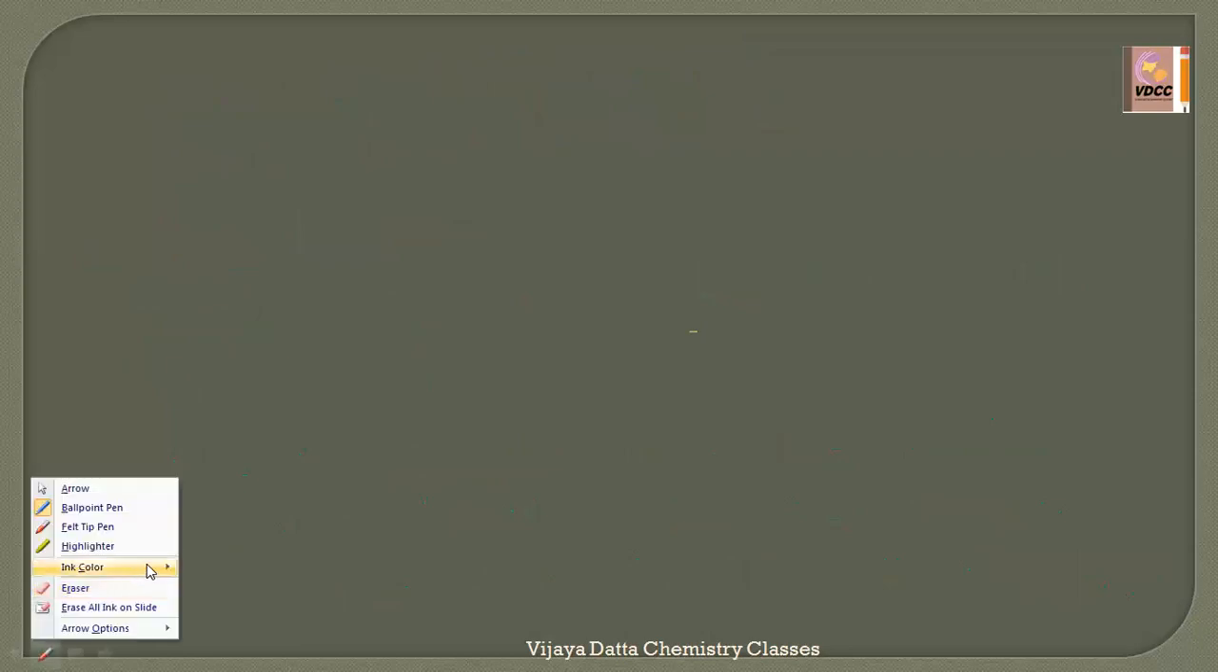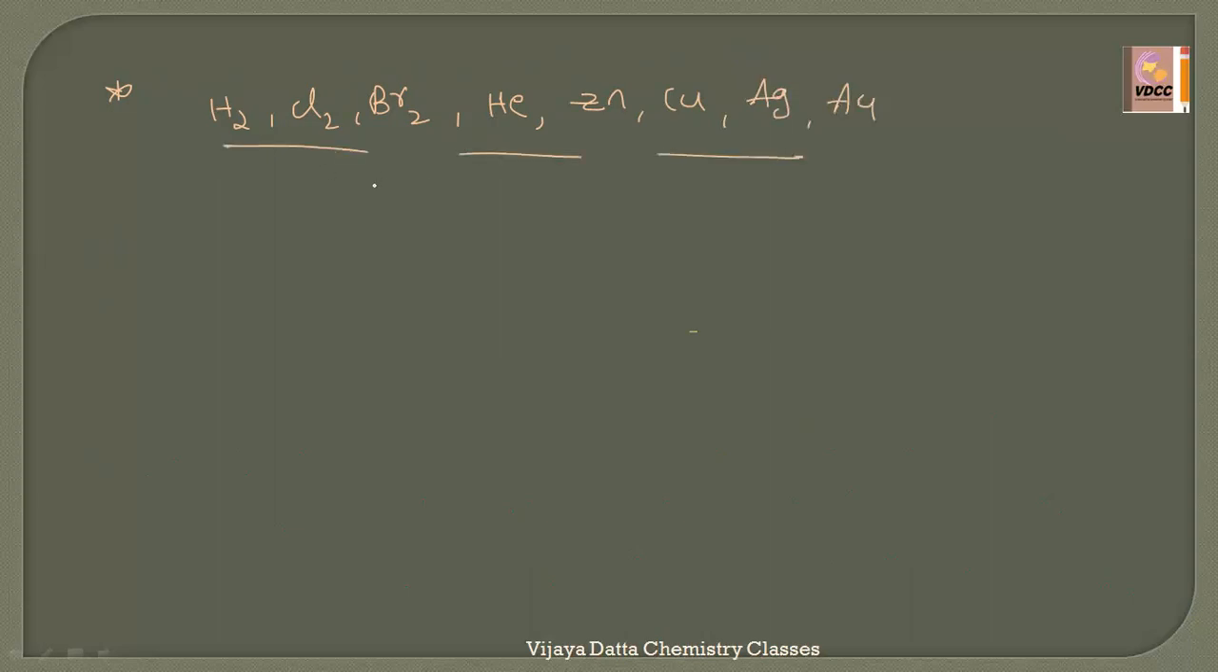Okay. While calculating the oxidation number, we have to remember some points, like bullet points that help. The very first one is the elementary state: the oxidation number of an atom in its elementary state. Hydrogen H2, Cl2, Br2, O2 are diatomic, and helium is in its atomic state. Zinc, copper, silver, gold, anything in its elementary state has an oxidation state of 0.